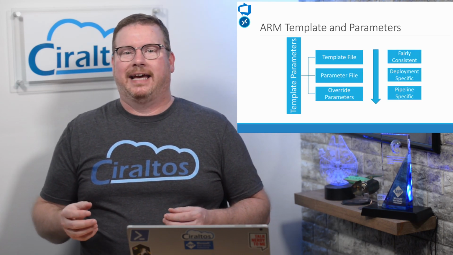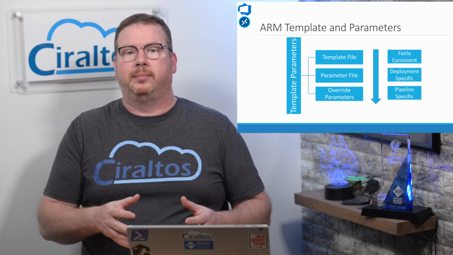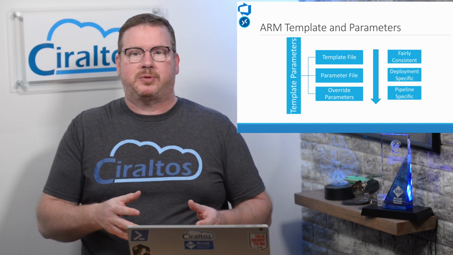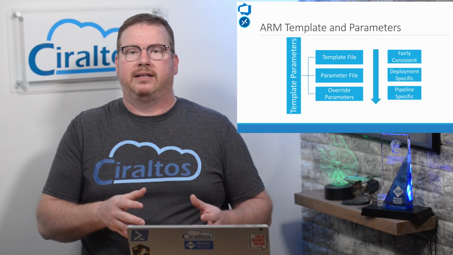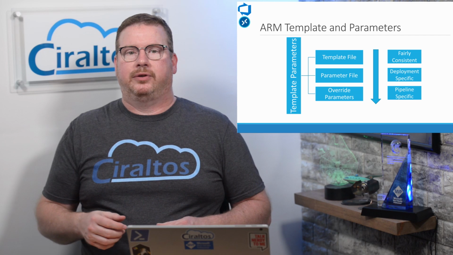Here's another way to look at it. We can set parameters in the template file, then get more specific for the deployment with a parameter file, and then use override parameters in the DevOps pipeline. Any of the template parameters can be overridden by the parameter file. If they're not in the parameter file, the default value is used.